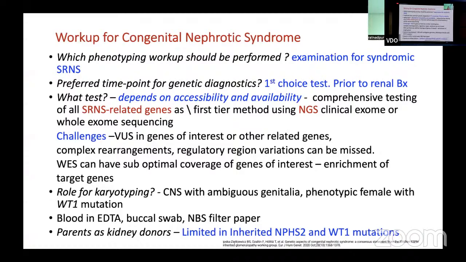In congenital nephrotic syndrome, the role of genetic testing is only in situations of NPHS2 that I alluded to in the previous slide, and also in WT1 mutations. If it is inherited by any chance, then that person should not serve as a kidney donor.